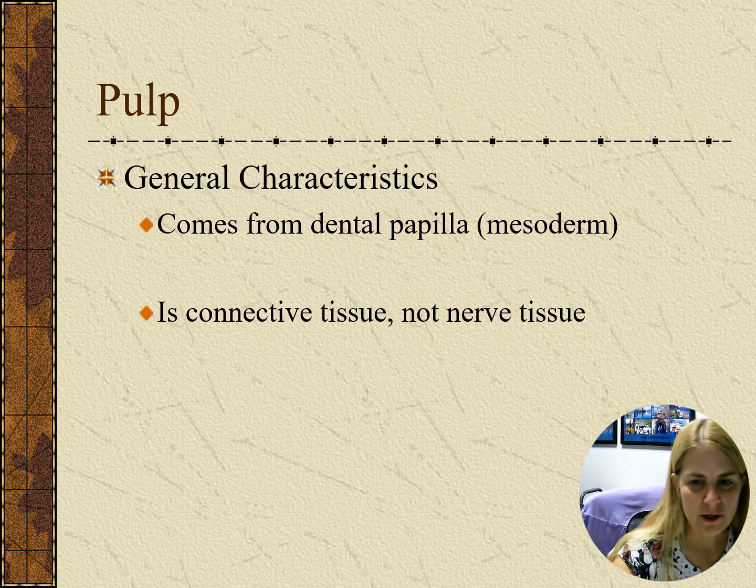I am going to continue talking about the pulp. Now remember, the tooth germ has the three different parts: the enamel organ, which enamel comes from the enamel organ, then the dental sac, which gives us the PDL, cementum, and alveolar bone, and then we have the dental papilla, the DP, that gives us the dentin and the pulp. So the pulp comes from the dental papilla part of the tooth germ, and it is mesoderm. It's connective tissue and not nerve tissue.